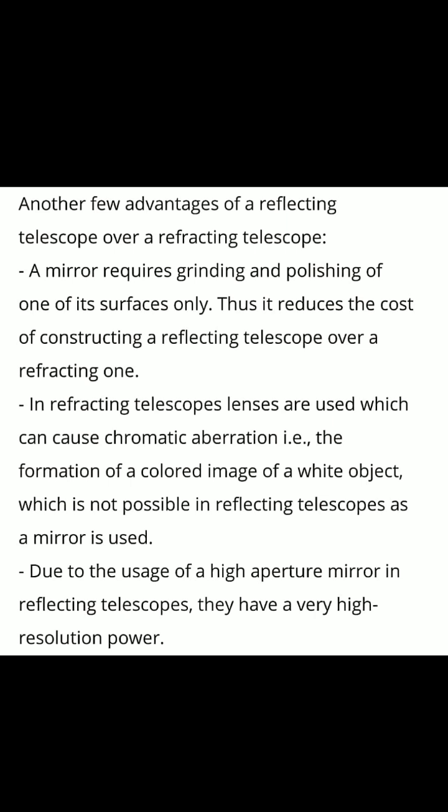Another one: a lens of large aperture tends to be very heavy, therefore difficult to make and support by its edges. On the other hand, a mirror of equivalent optical quality weighs much less and can be supported over its entire back surface. Due to the large aperture of the mirror used, the reflecting telescope has high resolving power. These are the advantages of the reflecting type telescope over the refracting telescope.